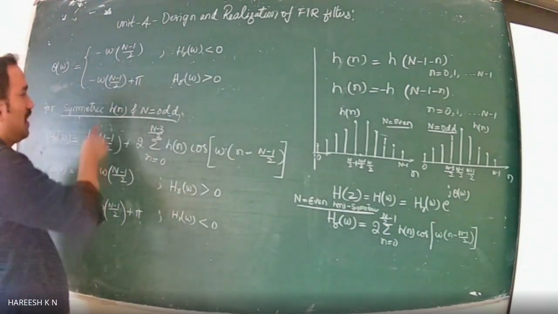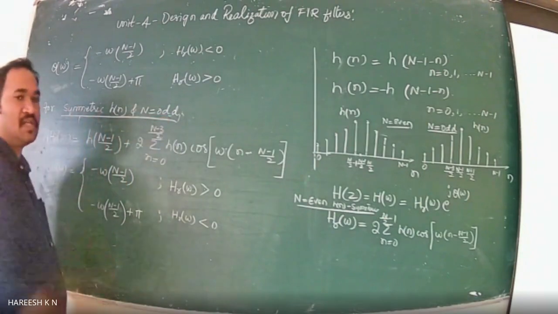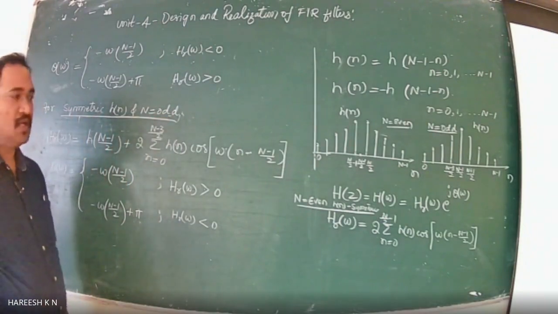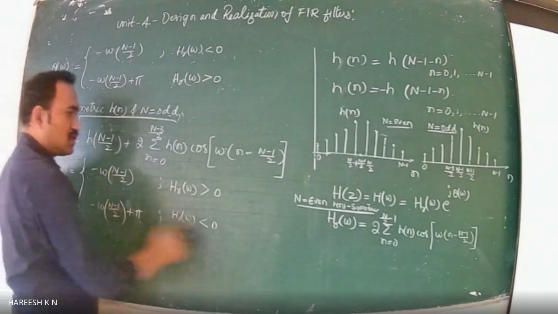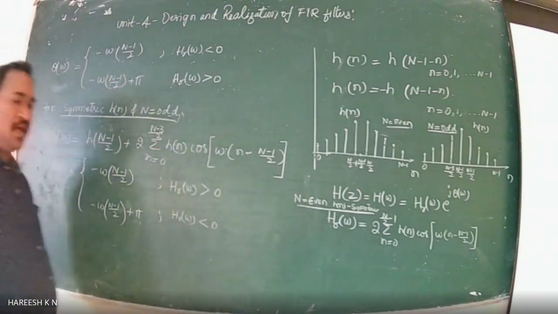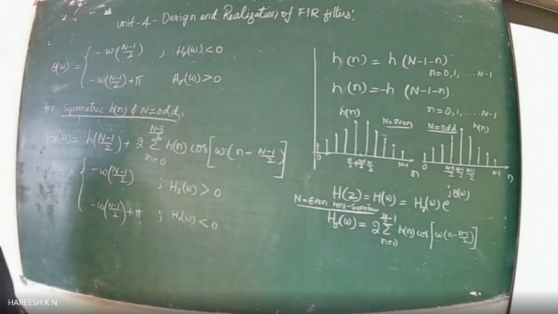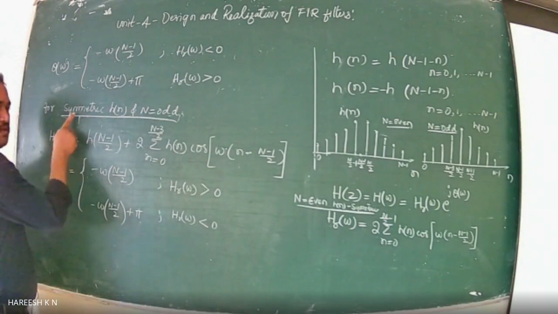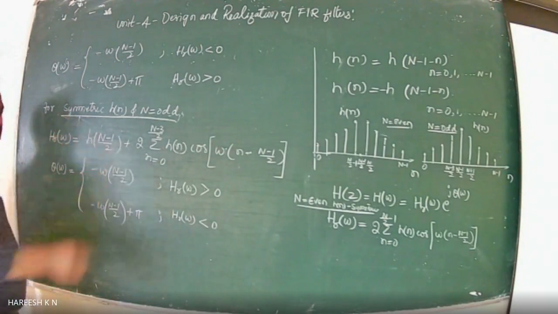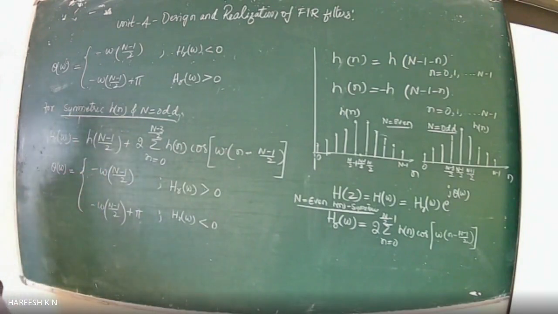Now these conditions have been interchanged for the corresponding expressions that theta of omega will take up for N equal to odd and h of n symmetric in nature, right? Now we need to remember these expressions correspondingly. And for anti-symmetric with N equal to odd and even, we have another two types of expressions. Those expressions I will be writing now.